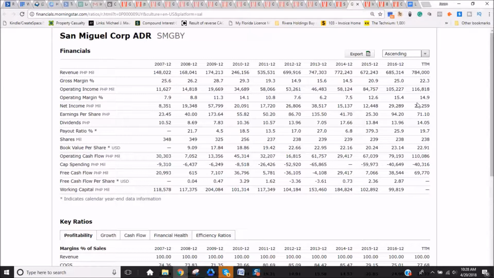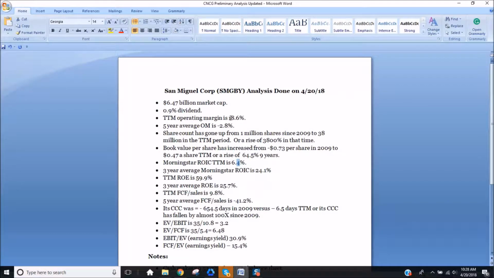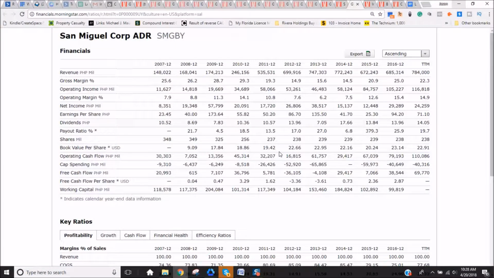So 14.9, 5-year average. I do not use the trailing 12-month numbers because this isn't a full year's numbers, or it's overlapping partially on this year's numbers. So I go back from here: 15.4 plus 12.9 plus 6 plus 7.5 plus 6.2 plus 7.6 equals, so 9.9%.